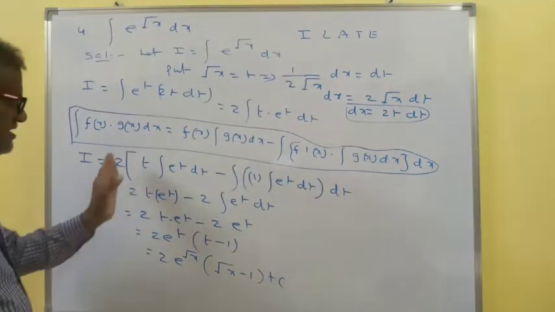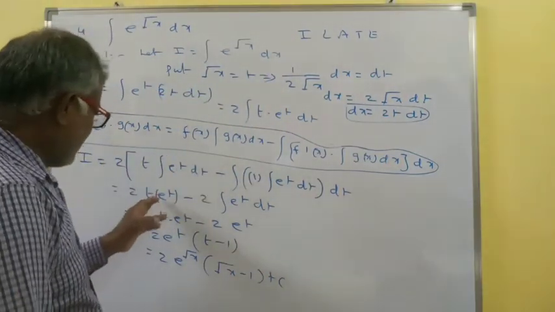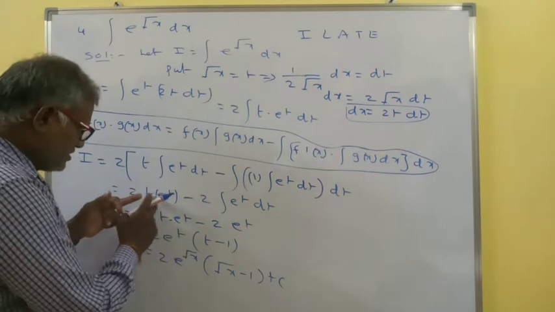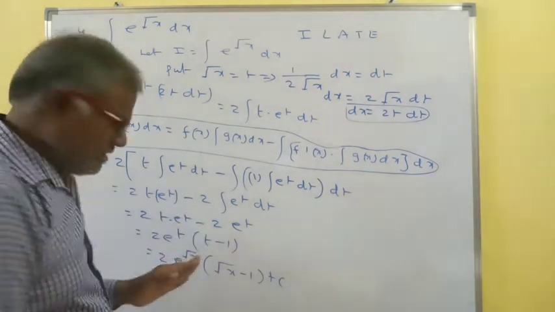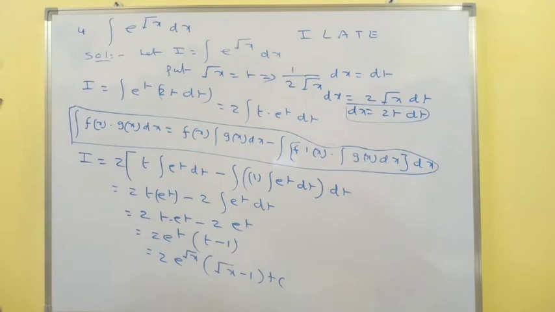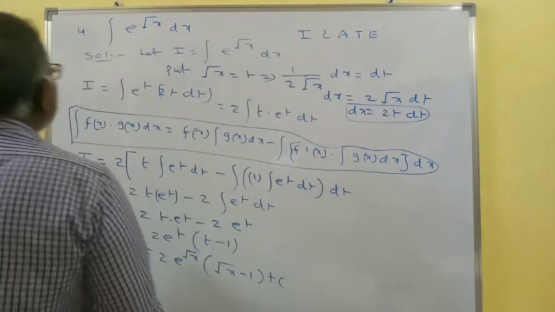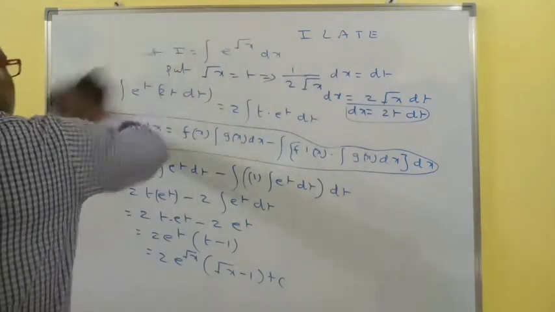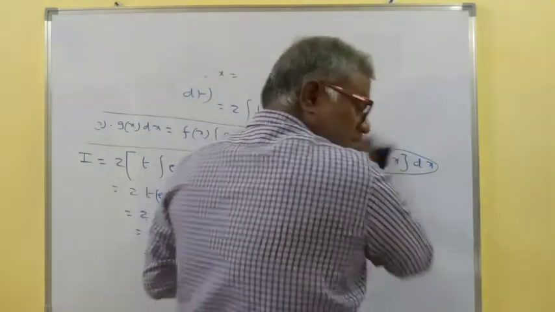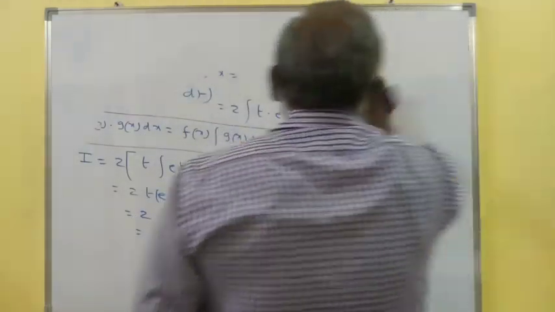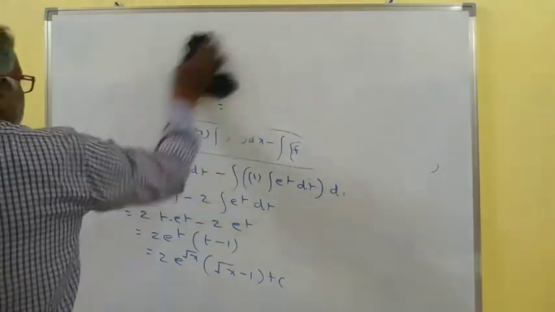Okay. If you know, you can directly write this, no need to write this step. Directly you should write this one, no problem. Okay. So ultimately this is the result. Okay, this is the fourth question. Next, fifth question. Integral x square cos x.